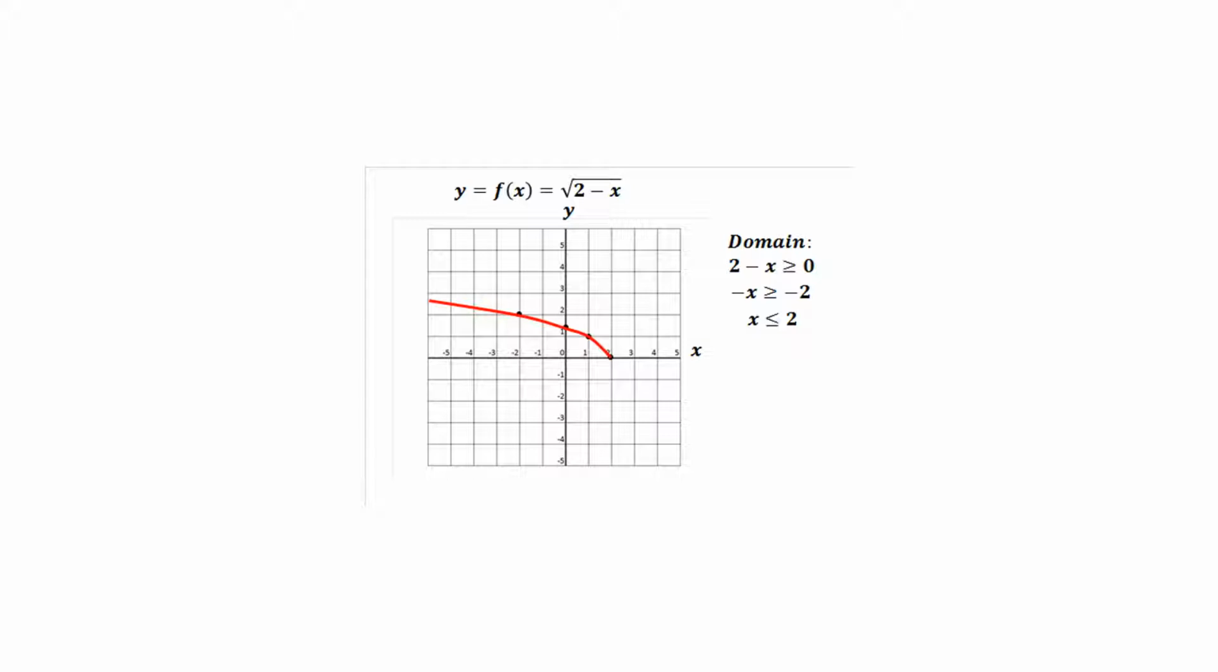And we could put in negative 2. So 2 minus a negative 2 is 4. The square root of 4 is 2. So we see the curve actually goes to the left. And this has to do with the argument. It's not x minus 2, it's 2 minus x. And we've got to be sure that 2 minus x is either positive or 0 in order to graph it.